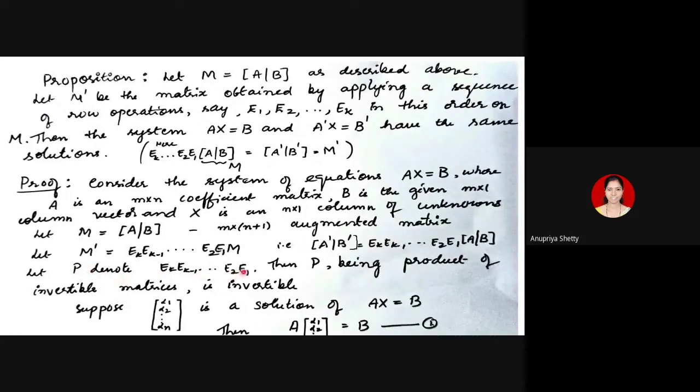The last lemma says that each elementary matrix is invertible. Whether it is of type 1, type 2, or type 3, all three types are invertible. Elementary matrices are all invertible. Therefore, E1, E2, etc., EK minus 1, EK, all these are invertible. And we have proved one proposition using induction earlier, that the product of invertible matrices is always invertible.